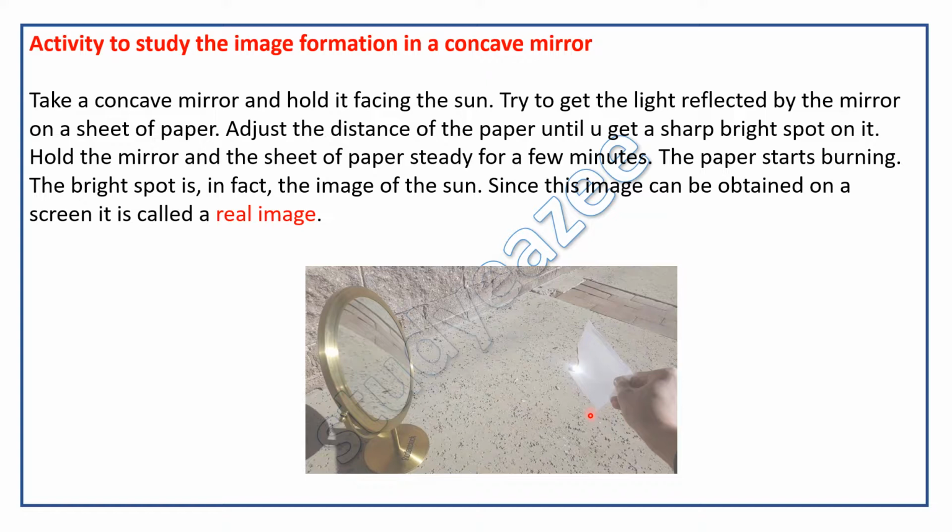Since this image can be obtained on a screen, it is a real image. Do you remember the image formed by a plane mirror is a virtual image? It cannot be obtained on a screen. But the image formed by a concave mirror is a real image and it can be obtained on a screen.